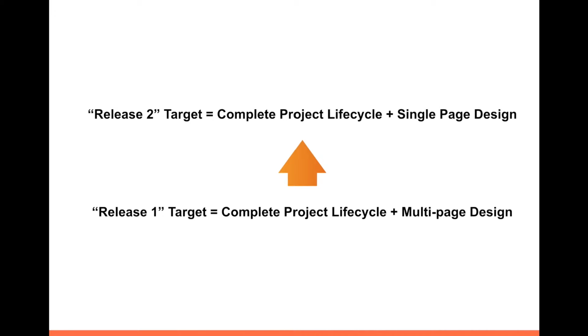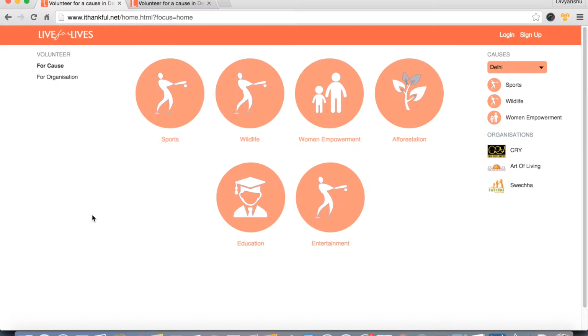Now, release 2 is targeted to have the same features with a few more additions, and most importantly, it is targeted to have a single page design, something similar to Facebook, wherein the user navigates throughout the product, but he feels as if he's on the same page. In short, the user navigates through different pages in multi-page design, whereas in single-page design, the user sees only one layout throughout. Let's now see the demo of the latest release.